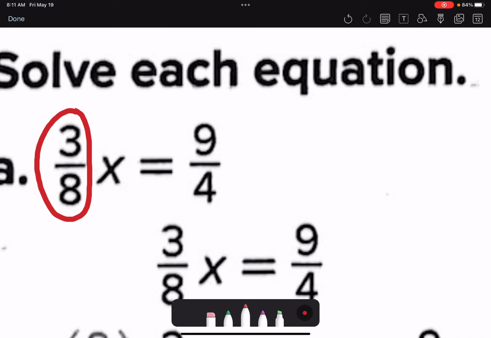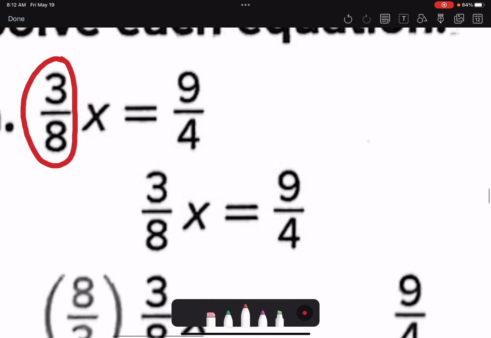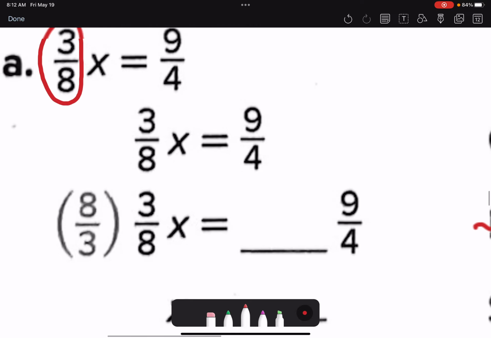Now, let's go through the motions. If this is multiplication, then how do I get rid of that? How do I undo it? I divide. However, little star here, remember we don't divide by fractions. We multiply by the what? The reciprocal. So on this one, you multiply by the reciprocal.